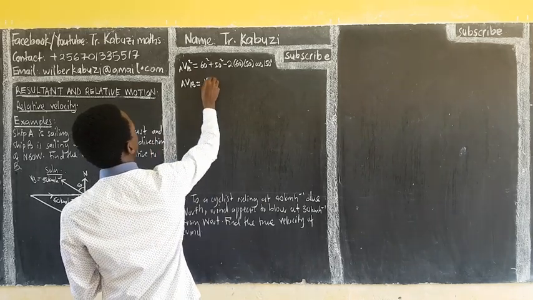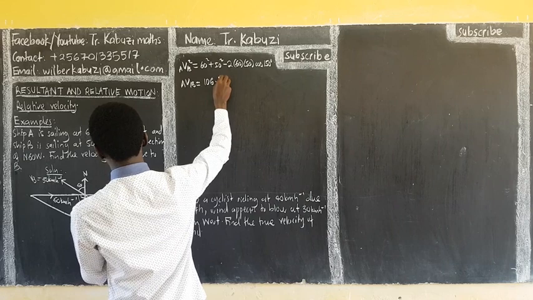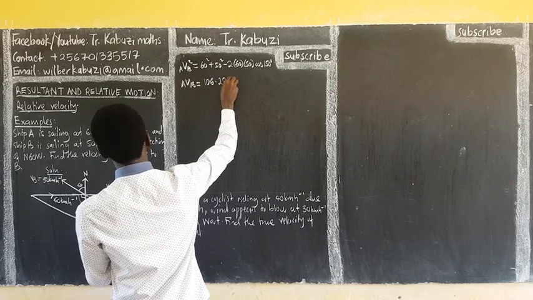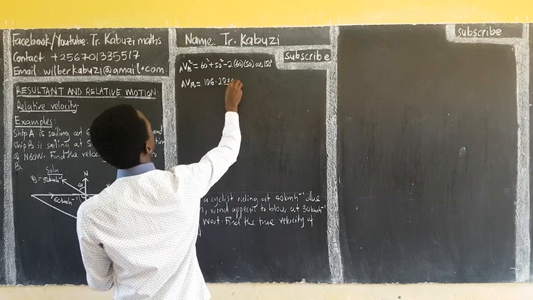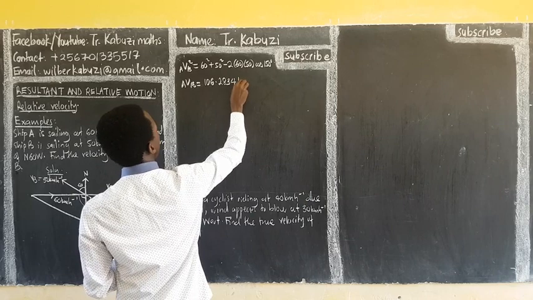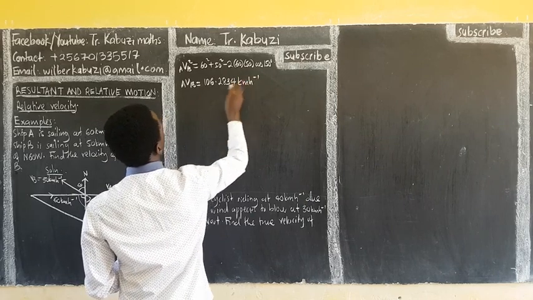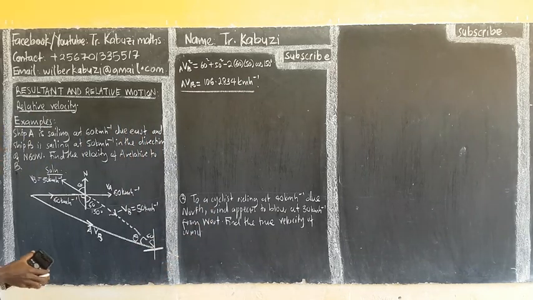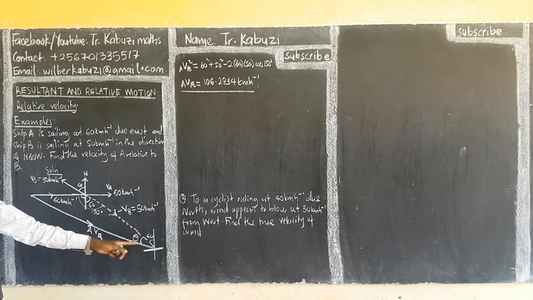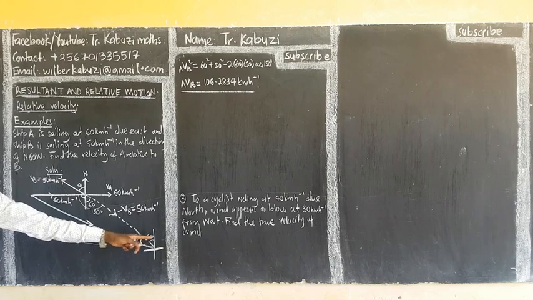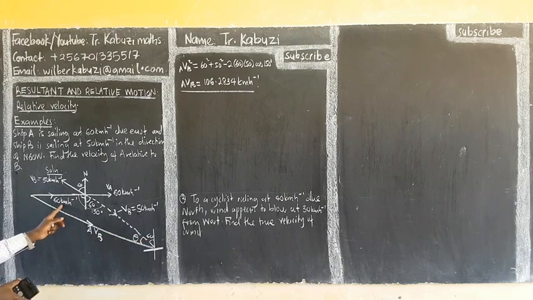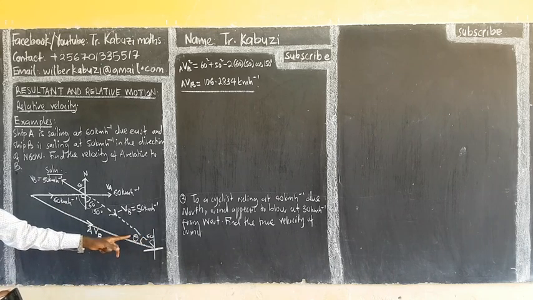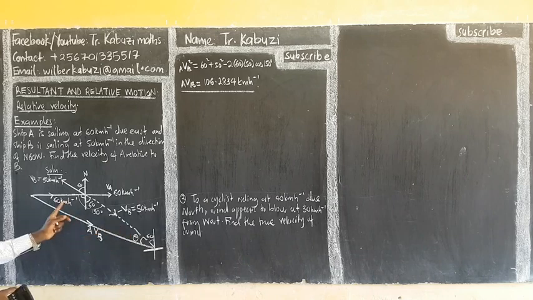Here I'm getting 106.2834 kilometers per hour. Now for the direction, we first get this theta here. If we have this theta, then we shall add on that 60. We have this, we have this, we need this.